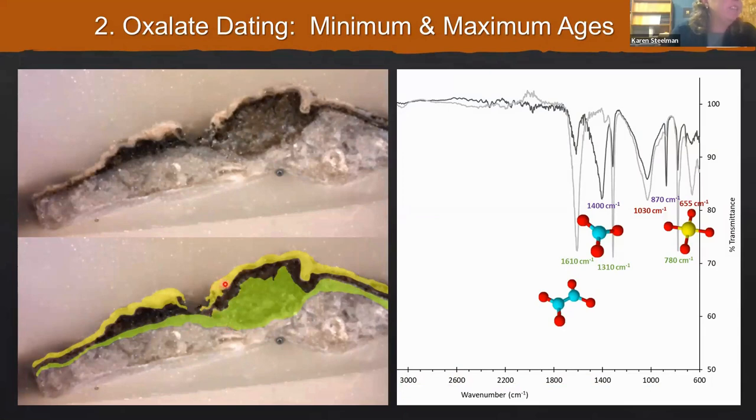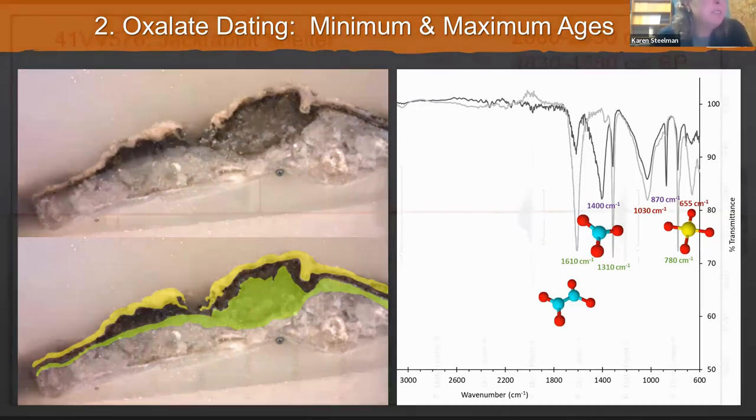But we have also been looking at the mineral accretions that are both over and underneath paint layers. Those mineral accretions have things called calcium oxalates in them, which we can also radiocarbon date. So we're able to sometimes get minimum and maximum ages for paintings by looking at those mineral accretions.